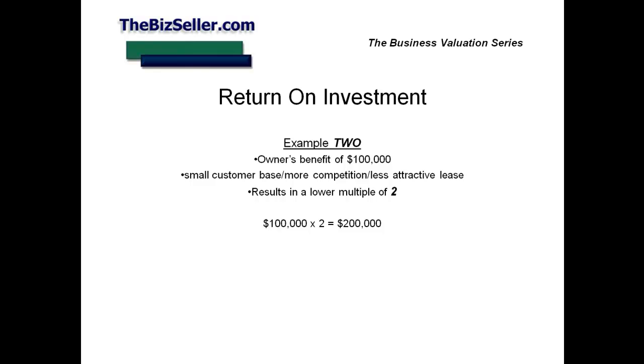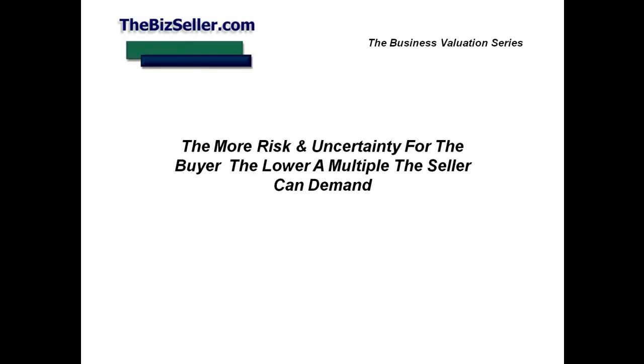So the person buys this business, they run it for a year, nothing changes, they make $100,000, they've made a 50% return on their investment. The less stable, the less attractive the business, the higher the return on the investment a buyer will demand, and therefore the lower multiple that the seller can demand. So that is really what the multiple is a reflection of, the return on investment that the buyer is looking for with the money they spend to buy the business.